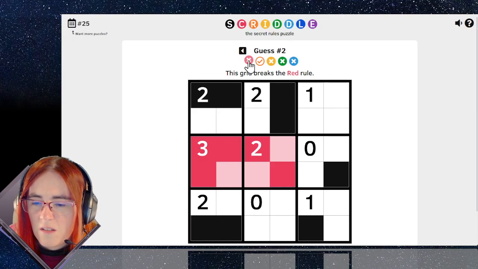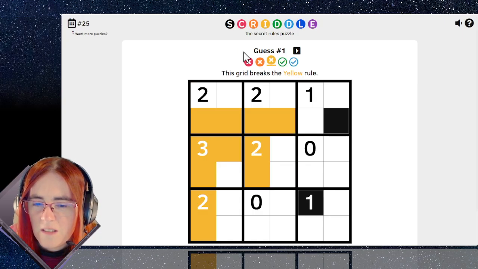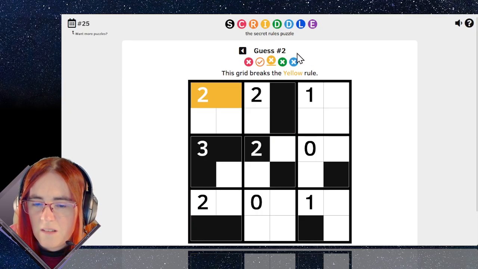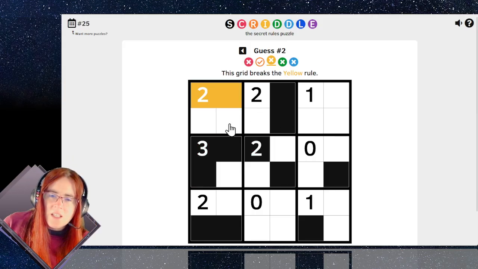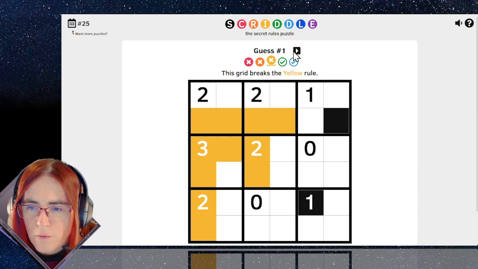The yellow rule. What doesn't the yellow rule like? What doesn't the yellow rule like? So it's showing us the yellow rule. The yellow rule is highlighting shapes and not rooms.